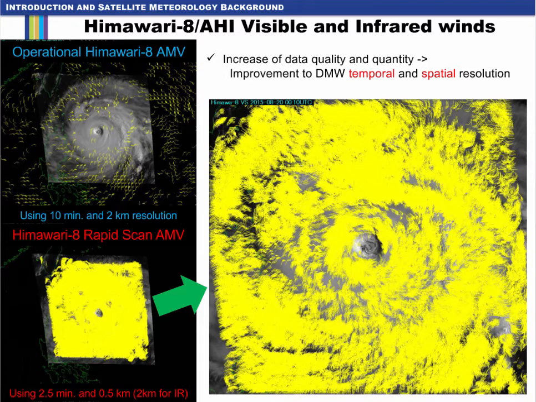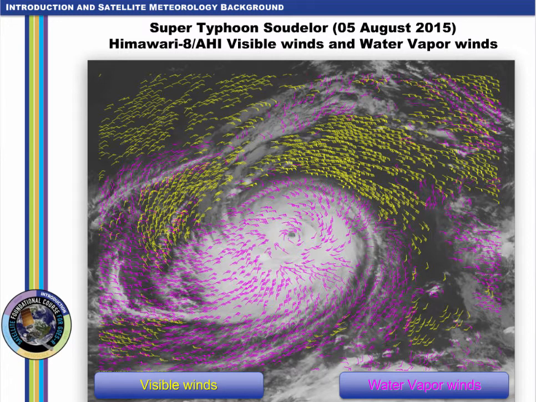ABI is very similar to AHI and provides a big increase in spatial resolution. In the visible from 1 kilometer to half a kilometer, and in the infrared from 4 kilometers to 2 kilometers. The temporal frequency also improves, from 15 minutes to 5 minutes or less. These improvements will result in a dramatic increase in both the aerial coverage and the accuracy of the derived motion winds. This example shows the complementary coverage provided by combining the low-level visible using the full-resolution half-kilometer imagery and the cloud-top water vapor winds for Super Typhoon Soudelor over the West Pacific.